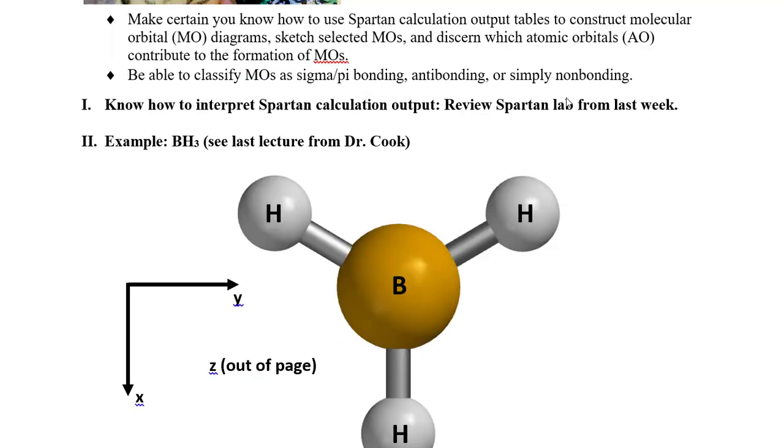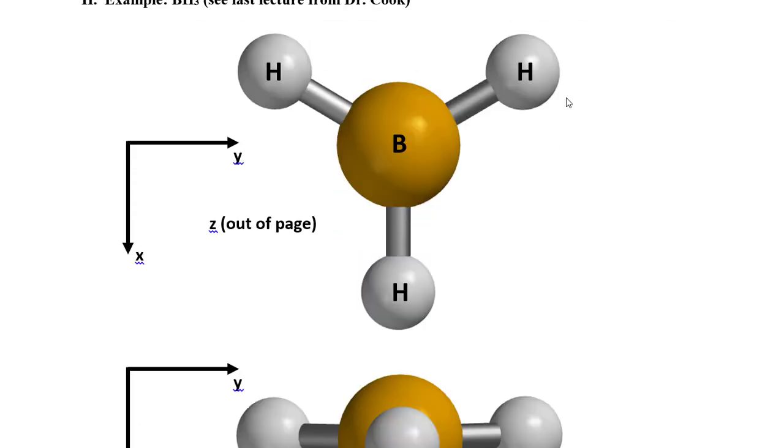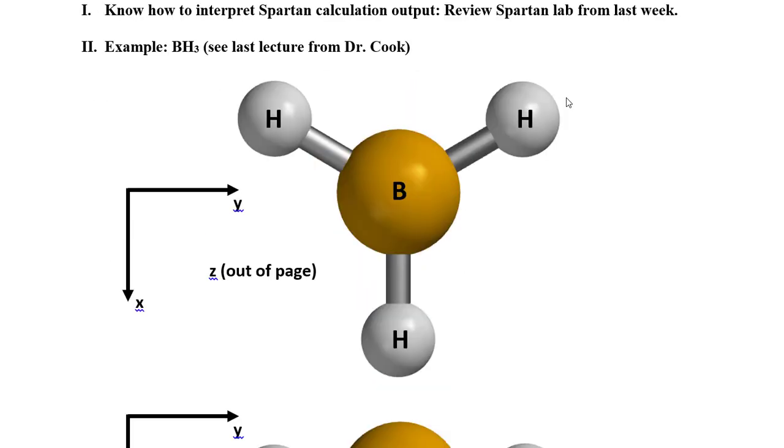And I think BH3 is a really good example, right? And so Dr. Cook did BH3. I think it's important that we think about how do we deal with BH3. And the first thing you do when you do any kind of MO diagram is please, please, please make sure you have a Lewis structure. If you don't have a Lewis structure, you're just begging to make big mistakes. Really, really important.